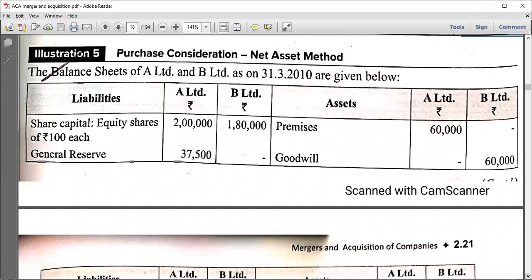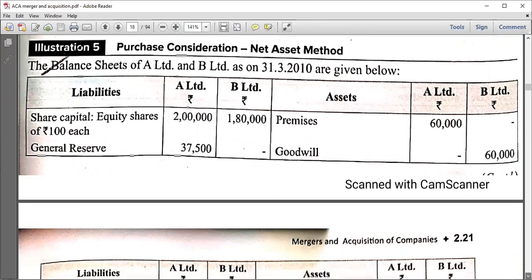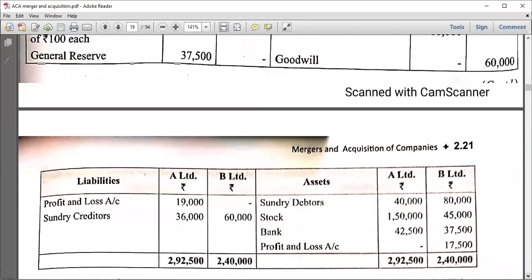Calculation of purchase consideration under net asset method. We'll see. The balance sheets of A Limited and B Limited as on 31st March 2010 are given below. So liabilities of A Limited and B Limited they have given. Share capital, we have 2 lakh and 1 lakh 80,000. General reserve 37,500. Next, we have profit and loss account 19,000 and nil, and sundry creditors 36,000 and 60,000. Total it will be 2 lakh 92,500 and 2 lakh 40,000.